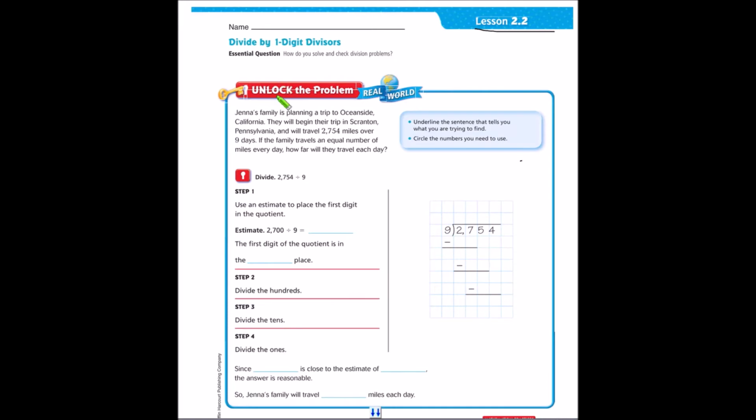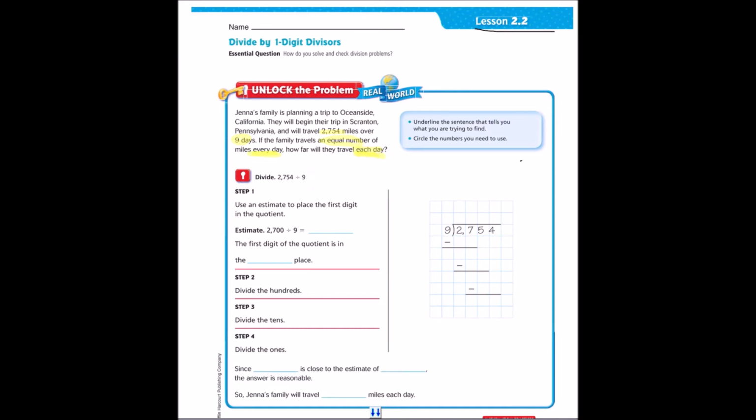Please follow along with me. Jenna's family is planning a trip to Oceanside, California. They will begin their trip from Scranton, Pennsylvania, and will travel 2,754 miles over 9 days. If the family travels an equal number of miles every day, how far will they travel each day?